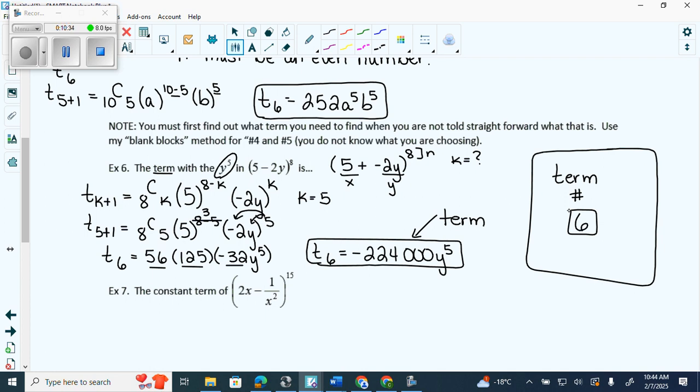Okay, constant term. We're going to star this one because this one is the one that people's brain matter falls out. Everyone just kind of forgets about it. So I'm going to do it like a lot of these.